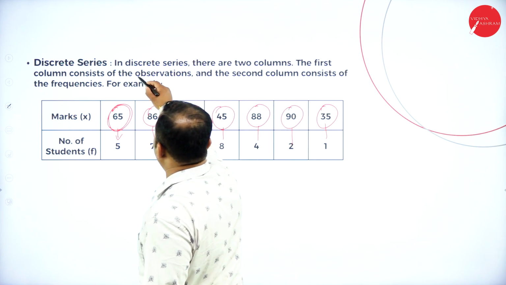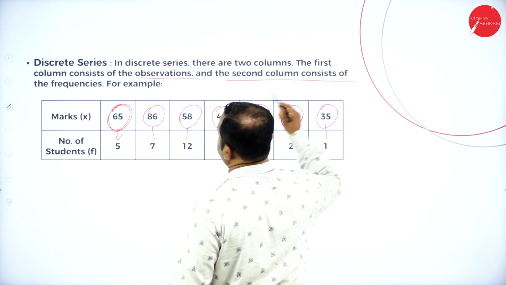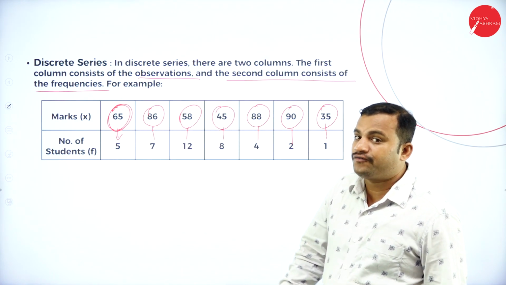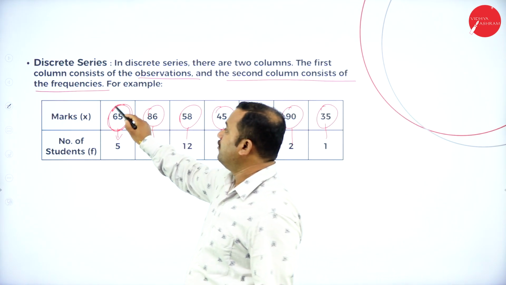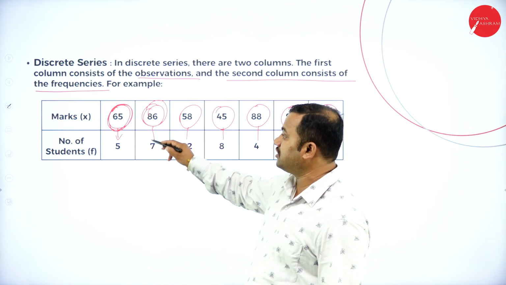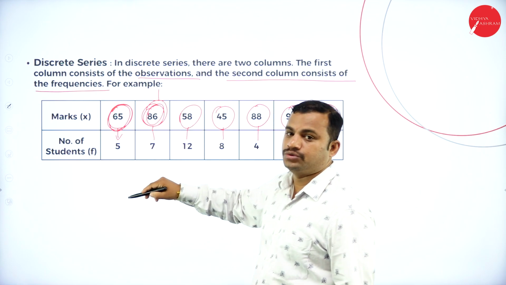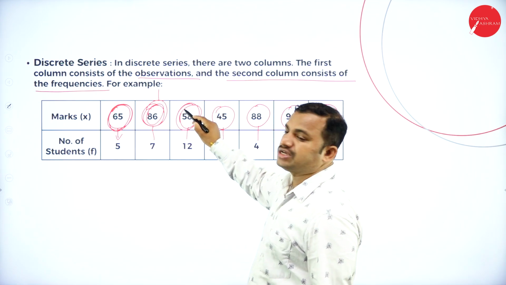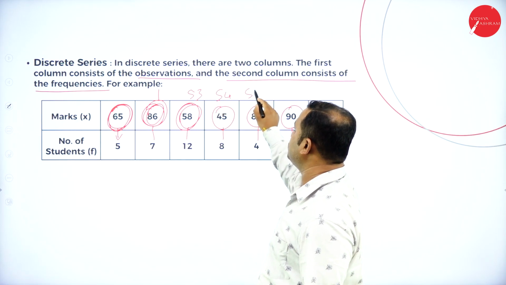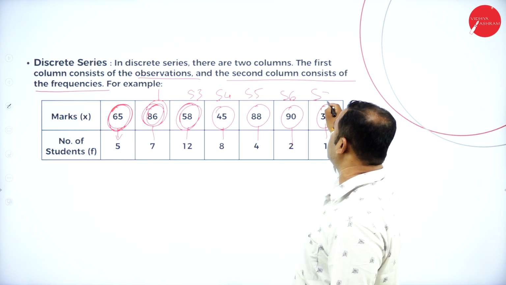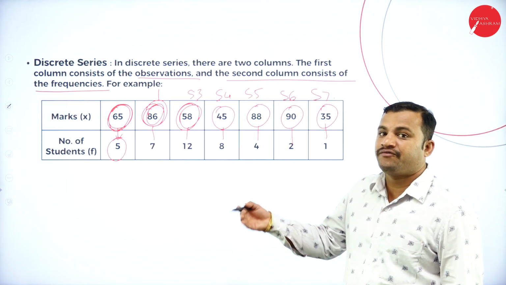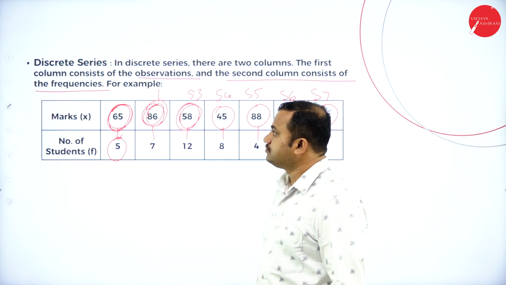Here, the first column has the observations and the second column consists of the frequencies. As I have already told you, that is the number of times it is repeating. That means 5 students have secured 65 marks in subject 1, 7 students have secured 86 marks in subject 2, then 12 students have secured 58 marks in subject 3. Then subject 4, subject 5, subject 6, subject 7. So this is the case. This represents the frequency of occurrence, also called the weight associated with that.